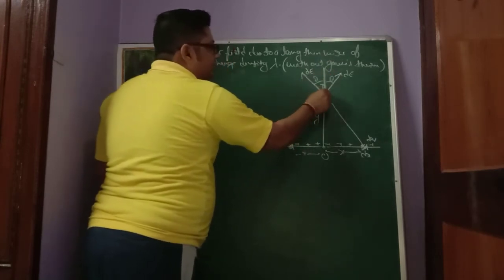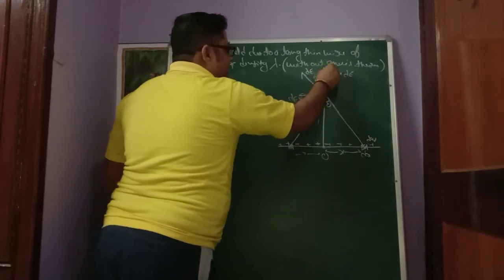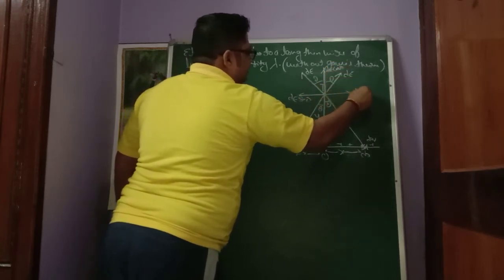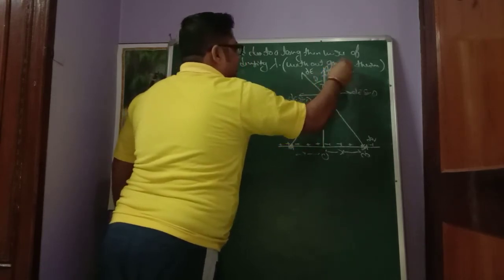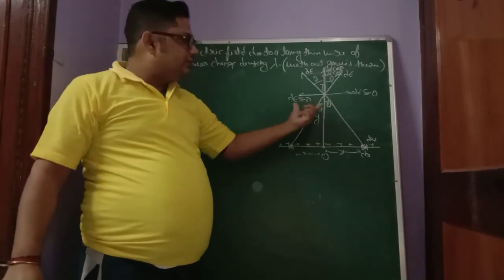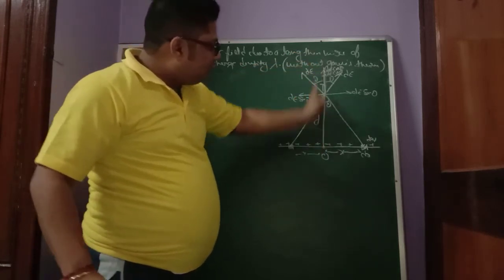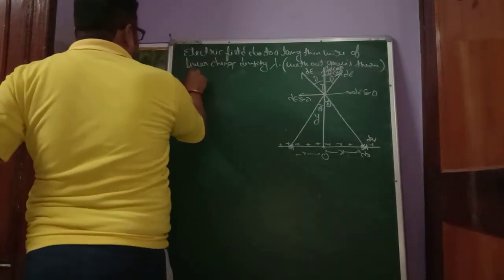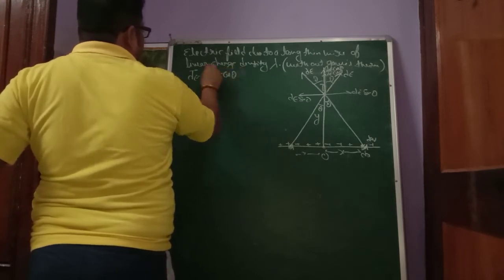So if we divide into components, it will be dE sin theta and dE cos theta, and here also dE sin theta and dE cos theta. Now you can see that both dE sin theta components are horizontal, equal and opposite, so they will cancel out. Only dE cos theta will remain. So the direction of the electric field would be always upward. So the net electric field dE is dE cos theta, which we have to integrate.